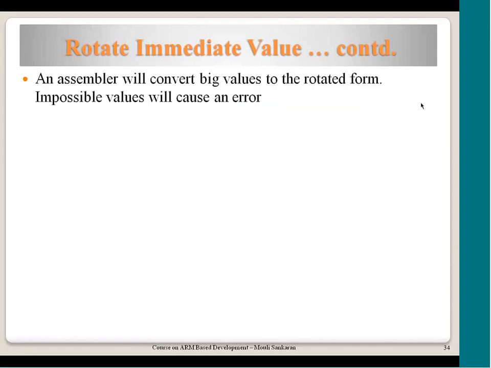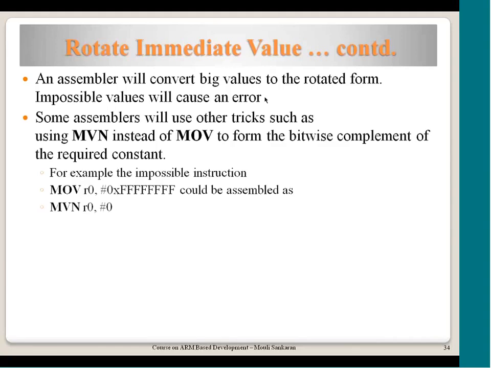So let me just summarize this. An assembler will convert big values to a rotated form. Impossible values will cause an error. Now the assembler may also, if you give MOV, change it to MVN. If you remember MVN, I said that the value you passed is negated and then passed on. So if it was 0, it will negate that to FFF and then put it into R0.